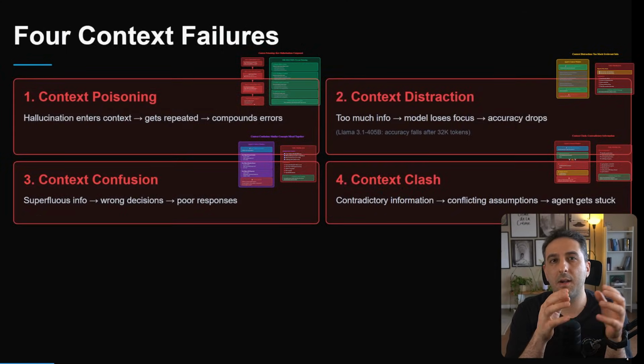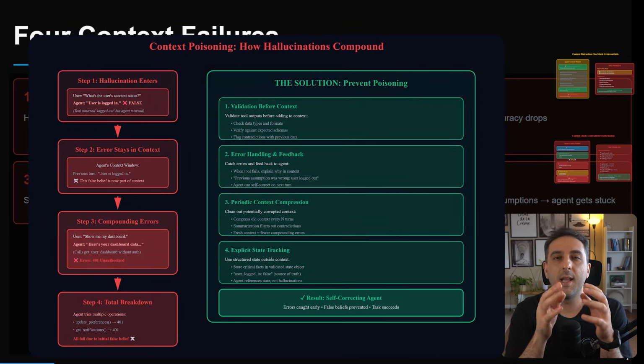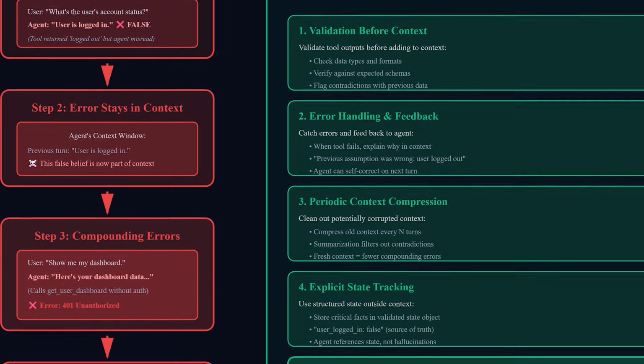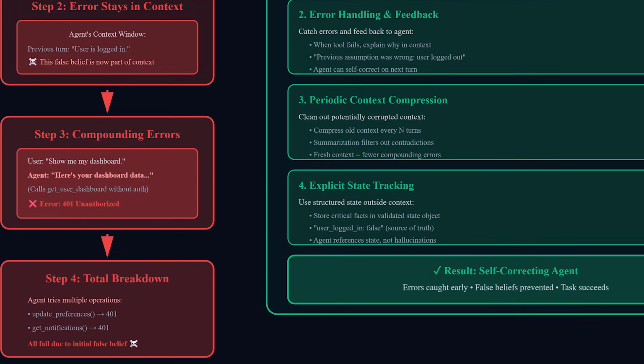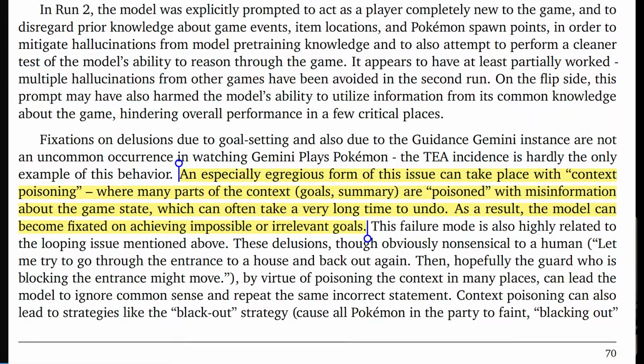When context gets out of control, we typically see 4 kinds of failures. The first one is context poisoning. It is when a hallucination or error makes its way into the context and keeps getting referenced. That is where we are compounding the mistake over time. DeepMind actually documented this with their Pokemon playing agent. It hallucinated a game state, and from there, the agent's decisions just kept getting worse.